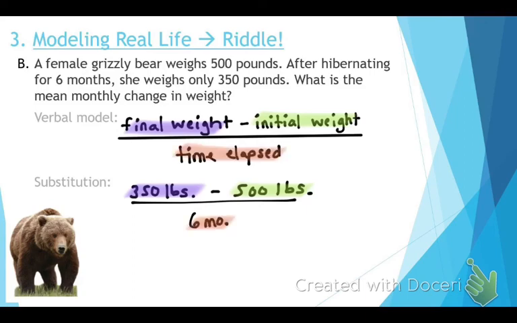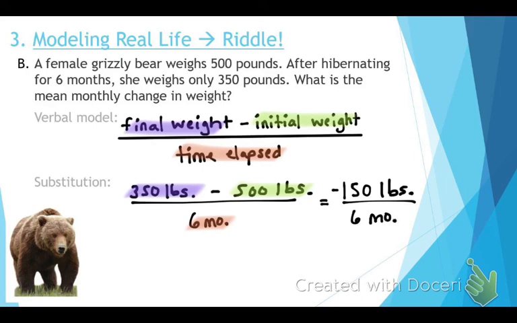All right, so now we have substituted it in. We've plugged it all in, okay? So just remember that formula. Final minus initial divided by the time. That'll help you to know how to do these kind of problems, all right? Here we've got 350 pounds minus 500 pounds. What is 350 minus 500? 150. Take the sign of the larger number. Negative 150. That means she lost 150 pounds per 6 months.